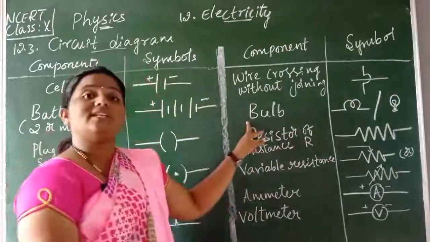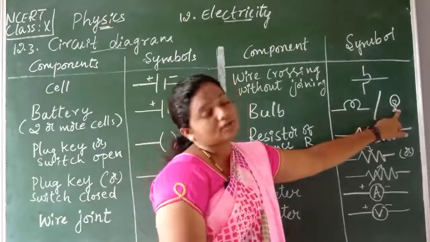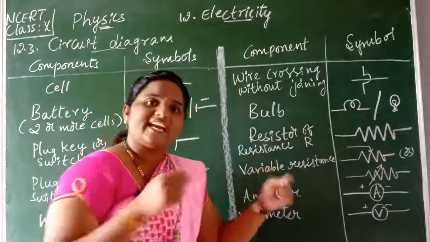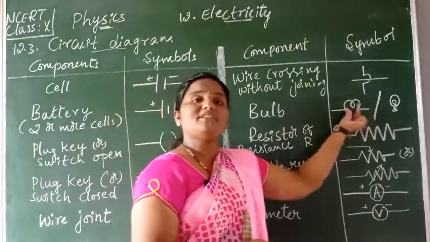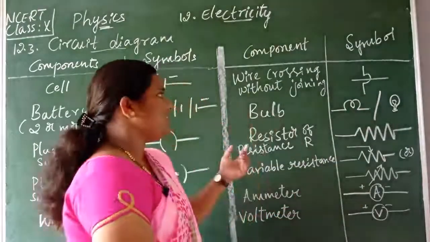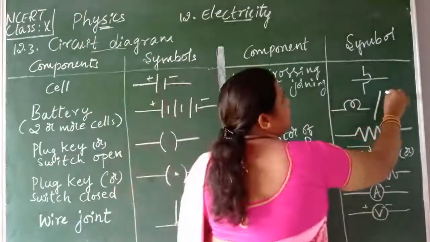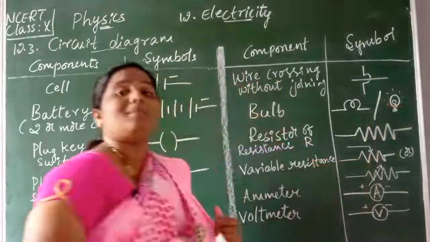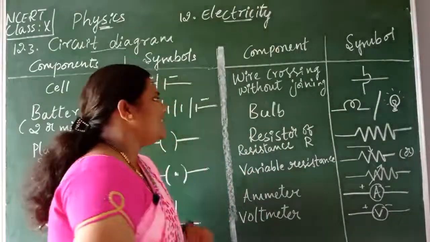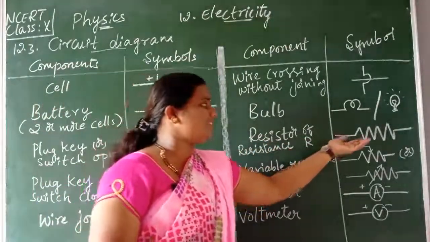And the next symbol is bulb, children, isn't it? This is also one symbol, and this is also the same symbol, meaning both symbols we can use for bulb. Suppose in an electric circuit this figure is given, you have to understand that there is a use of an electric bulb. And simply if it is like this, the bulb may not glow, isn't it? If there are rays, it means the bulb is glowing. These are indications that clearly tell us what's happening there.